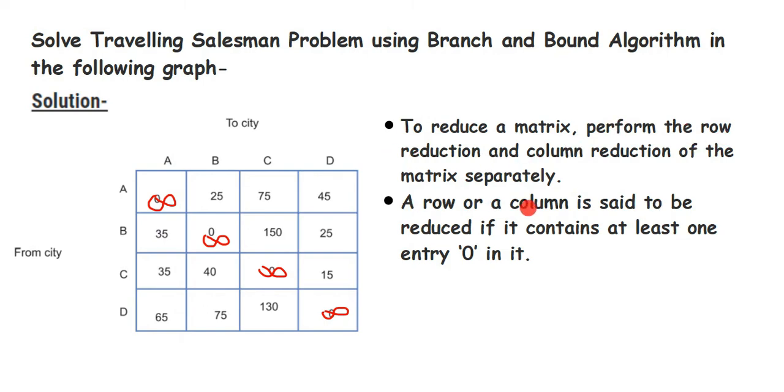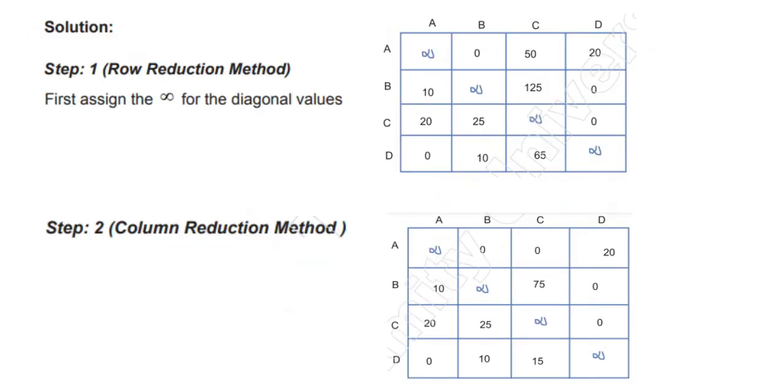Now, a row or a column is said to be reduced if it contains at least one entry of 0 in it. So if your row or column contains at least a minimum value of 0 in it, then it is said to be reduced. So, let's see how this can proceed further. Just like I said, we have been using the row reduction. See, we have replaced this A to A with infinity.